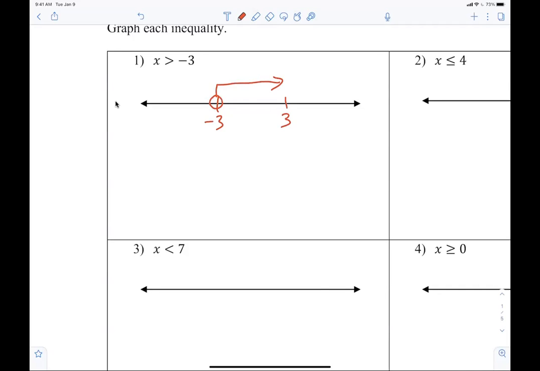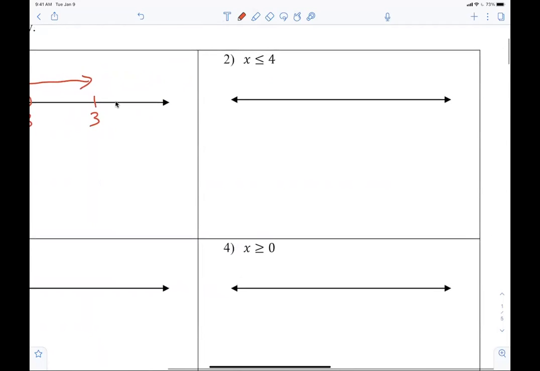Now we're on number 2. If x is less than or equal to 4, we're going to put -4 and we're going to put 4. Now, is 4 less than or equal to 4? Yes. So it requires a what? A solid dot. It requires a solid dot. And which direction are we going? Left, because it's less than.